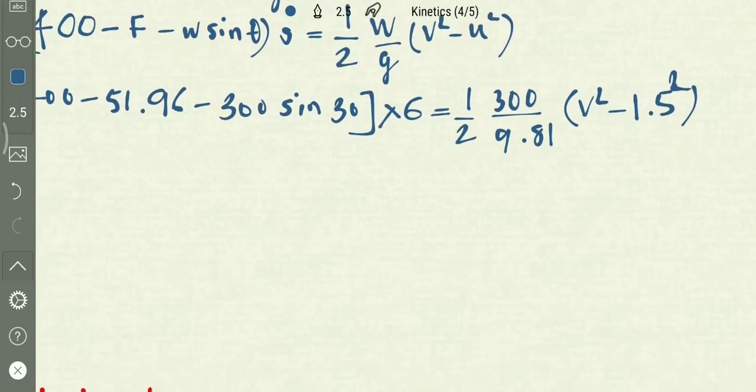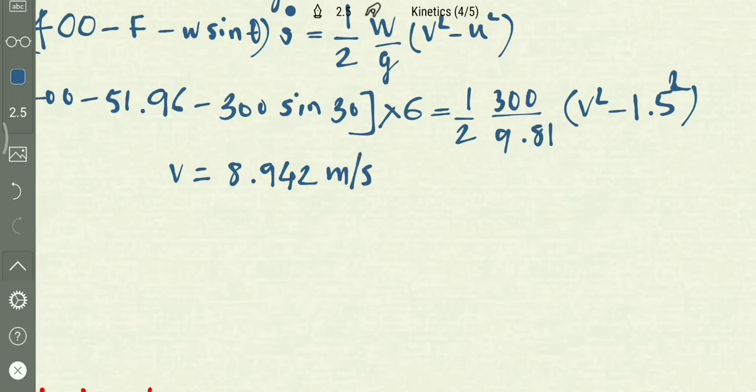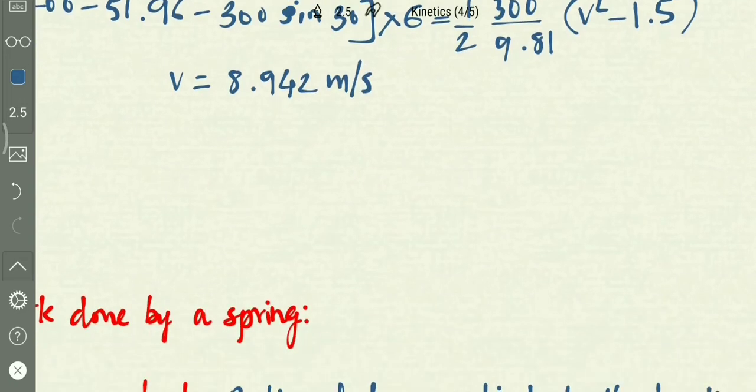So we get final velocity as 8.942 meter per second. This is how we need to solve the work energy. We need to solve kinetic problems using work energy principle.